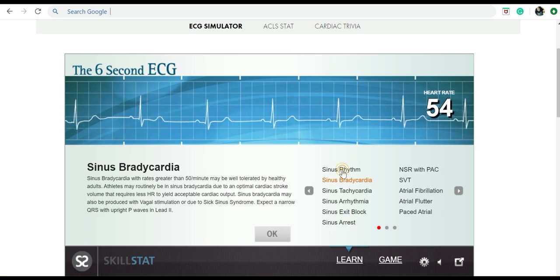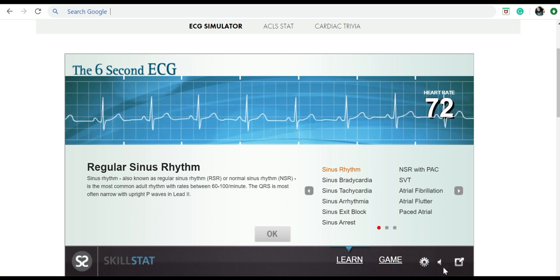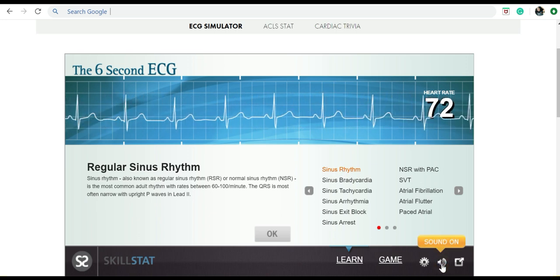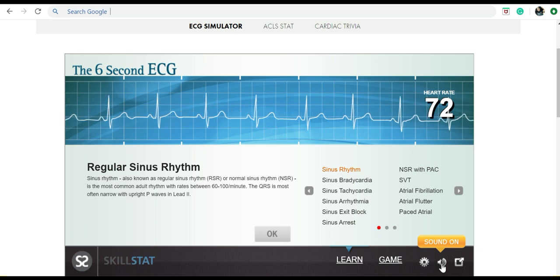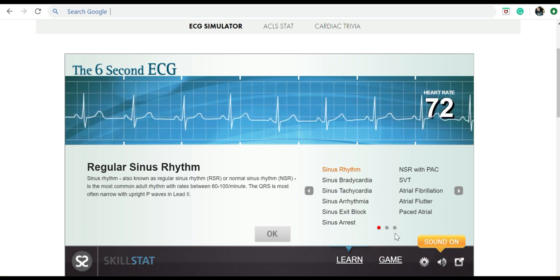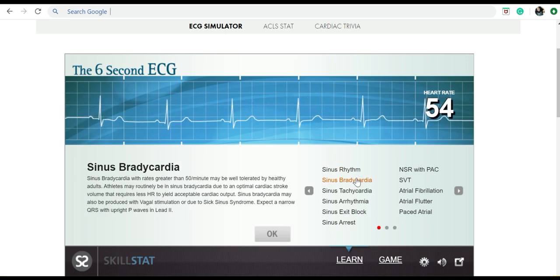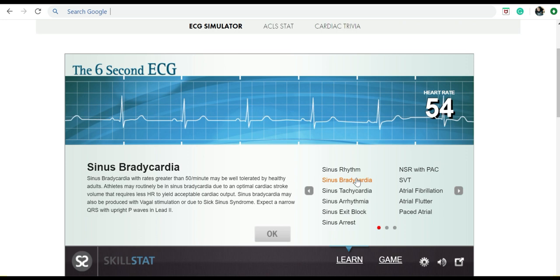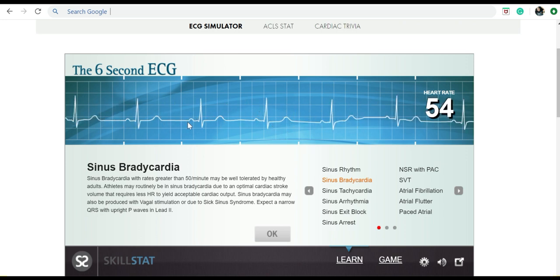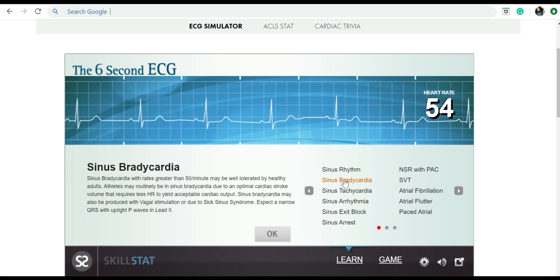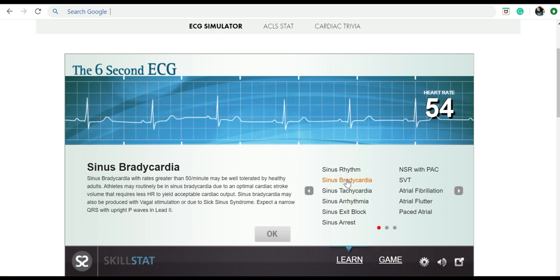So here with sinus rhythm, let's take a listen. Okay, so it's a lot faster than Brady. Okay, so everything else, you have the P, the QRS, the T waves, everything else is good and normal. It's just that slow rhythm.